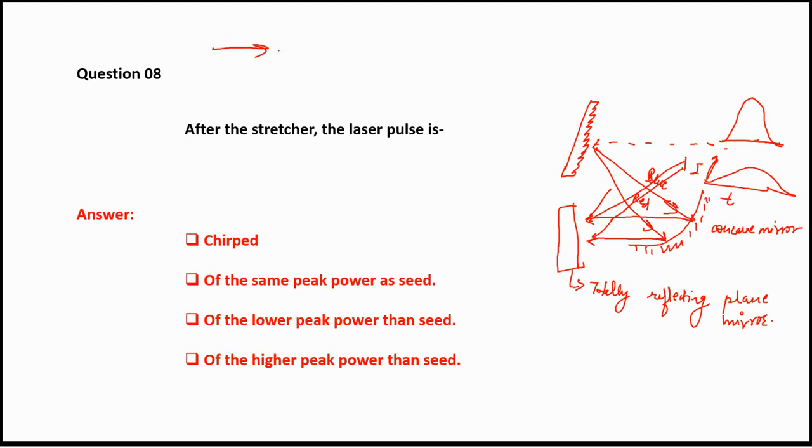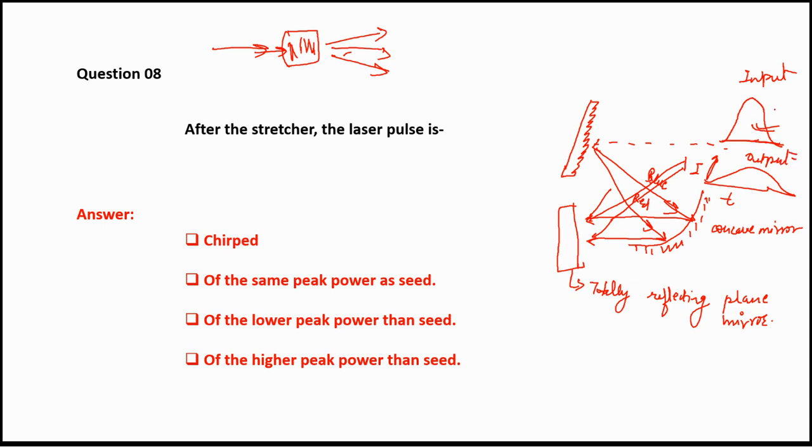Chirping is something like when the focused beam of incident light passes through a medium, because of this high intensity, the change in refractive index occurs and the light gets diffracted into different components at various angles. And this is what has happened in the stretcher. After the laser pulse passes through the stretcher, this is the input. What we get as the output is this.